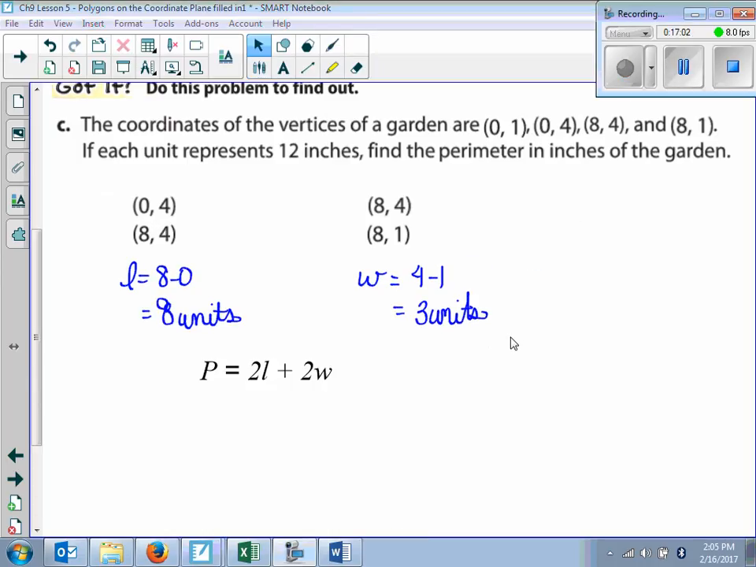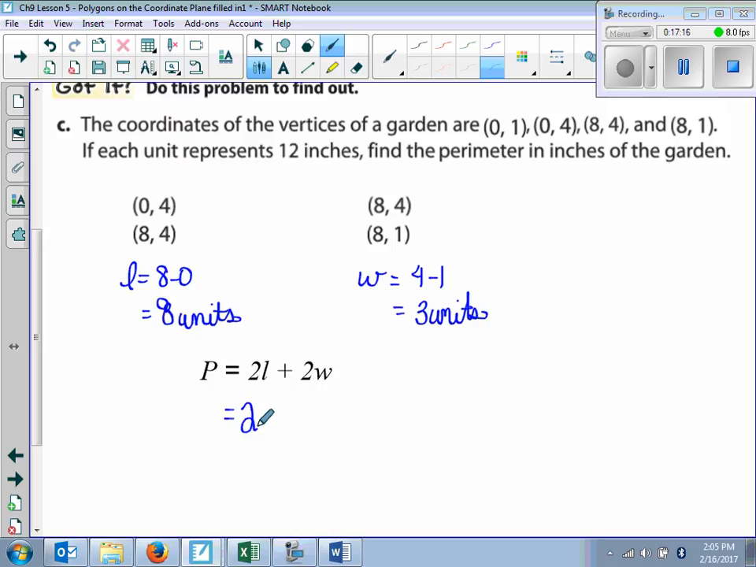All right, so you're going to write your formula for the perimeter of a rectangle, and this is perimeter is equal to 2 times the length plus 2 times the width. And now we will substitute. So 2 times the length, which is 8, plus 2 times the width, which is 3. And now we simplify. So that's 16 plus 6, right? 16 plus 6, 22. So 22 units.